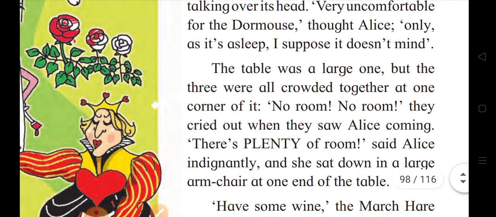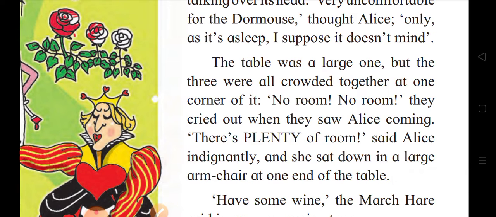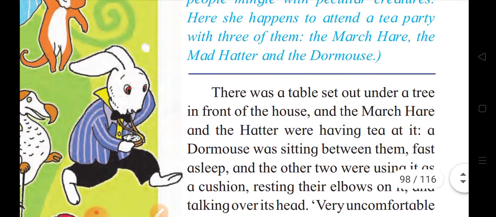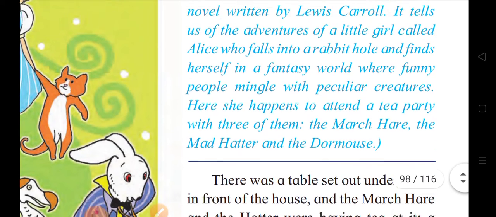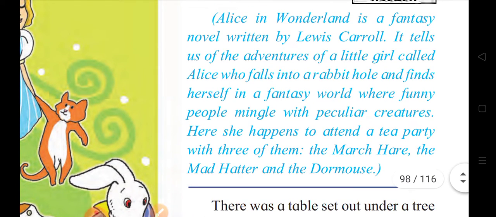The table was a large one, but the three were all crowded at one corner of it. I forgot to tell you the meaning of the word mingle. Mingle means to mix, and peculiar means strange creatures. All these creatures were strange.